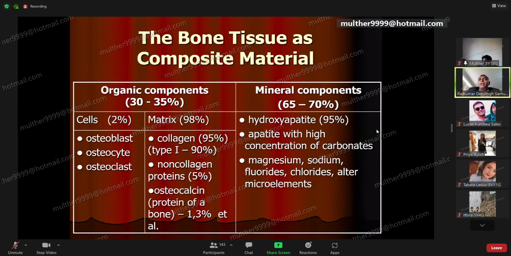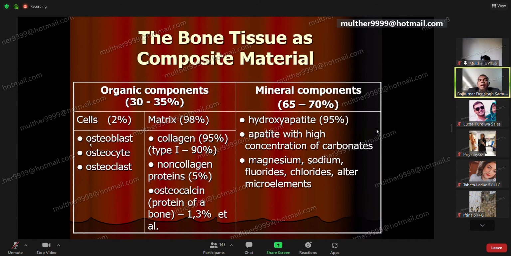If you take bone and it's composed of material, it has two components: organic component and inorganic component. In this organic component, out of 30%, only 2% is living. The rest, 98%, is collagen of different types, osteocalcin and so on. The rest 60% of bone, that is 65 to 75, is all minerals, hydroxyapatite, and another thing.